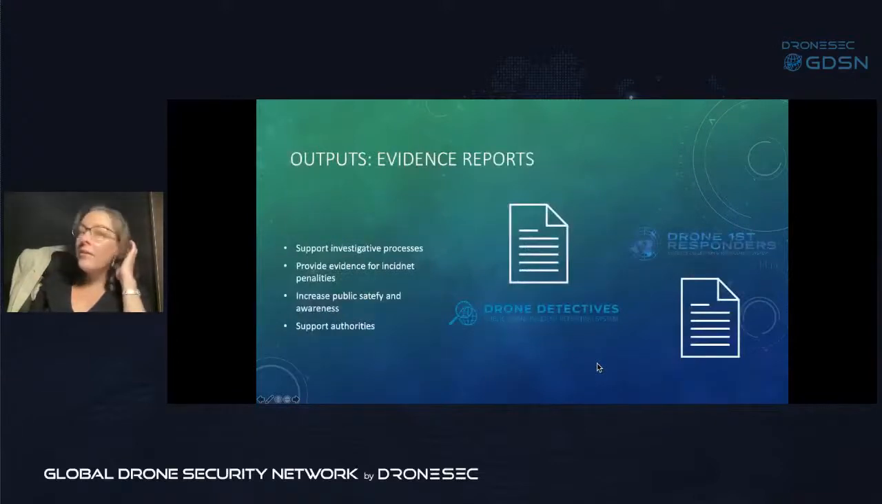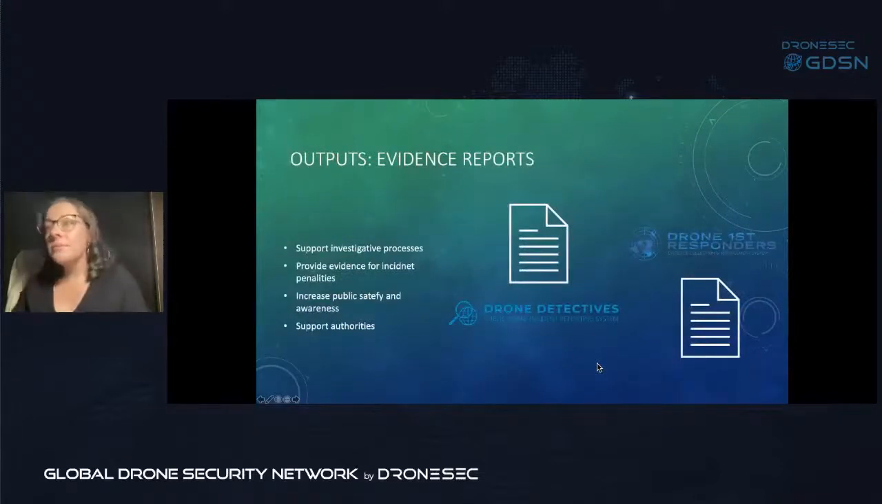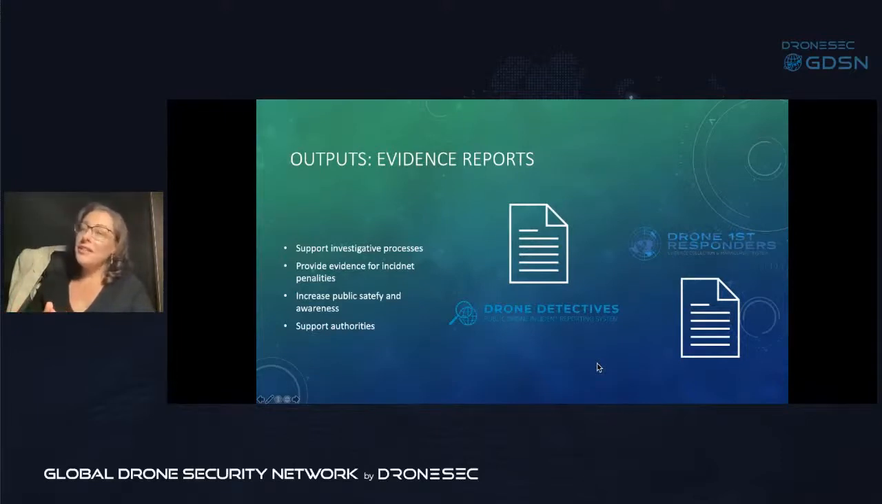Now, the outputs we have here are the evidence reports. Each of them has an evidence report which can support, one, the Drone Detectives can report, the Drone First Responders, the authoritative report. In a way, it's another witness statement which can be used by the authorities. So once the authorities have finished with their case and they have enough information in their database or in Drone First Responders, they're able to export into a report. And what they do with that is totally their jurisdiction.